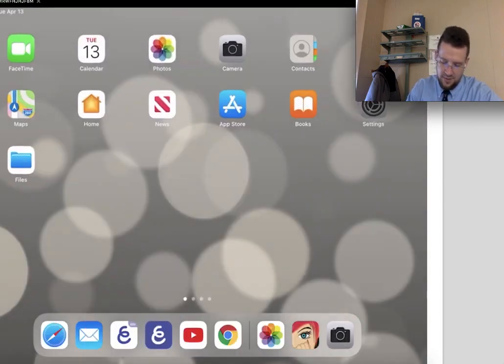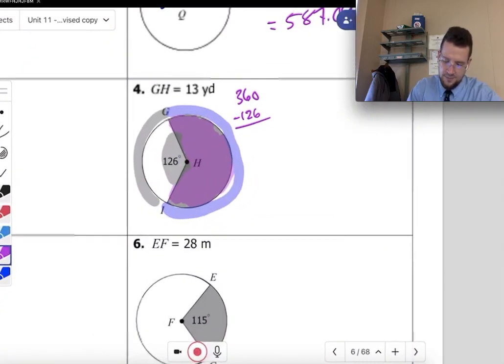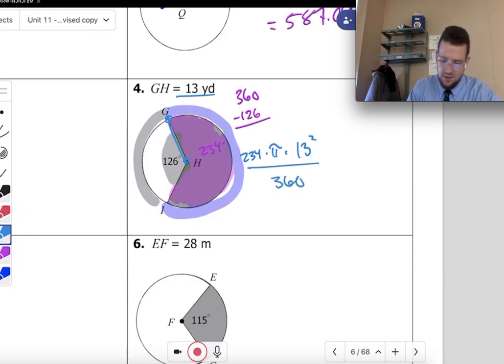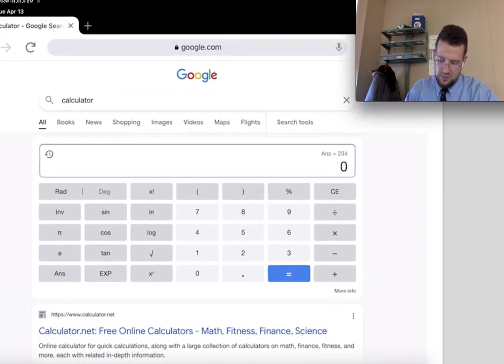I don't want to do this in my head. 360 minus 126 is 234. So we got 234 in here, and it's going to be that measure times pi times the radius squared. GH here is our radius, 13 squared, which is just 13 times 13, divided by the whole way around the circle, which is 360.